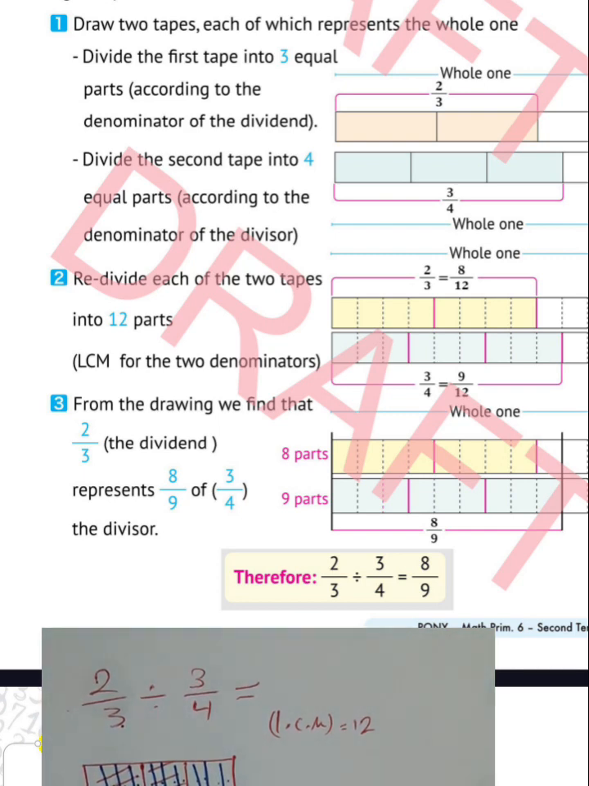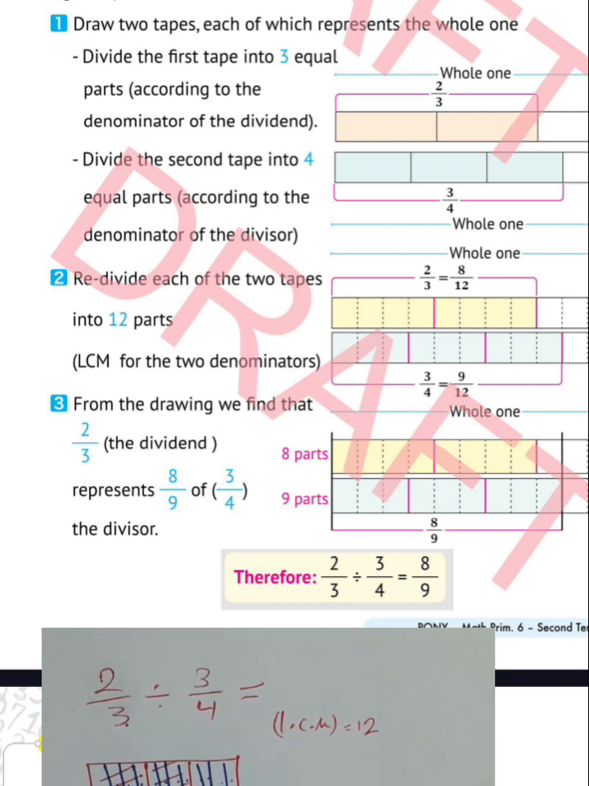Okay? And 4 parts, we want 12. Divide each one part into 2 parts. 1, 2, 3, 4, 5, 6, 7, 8. We want 12. 3 times 4 equals 12. We have 4 parts and each part divided into 3 parts. Okay? 1, 2, 3. 1, 2, 3. 3 parts of each one of them.